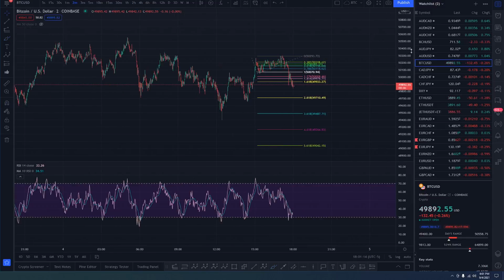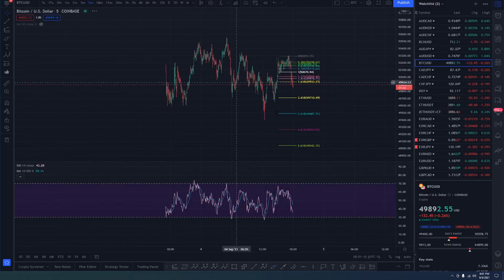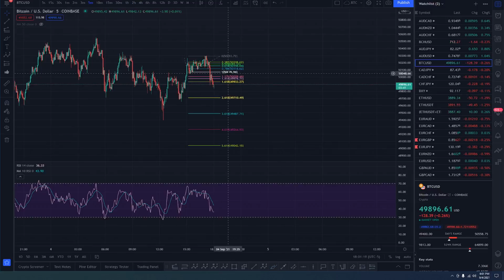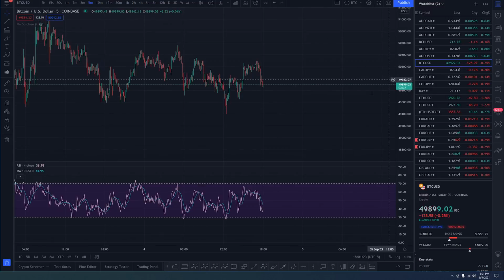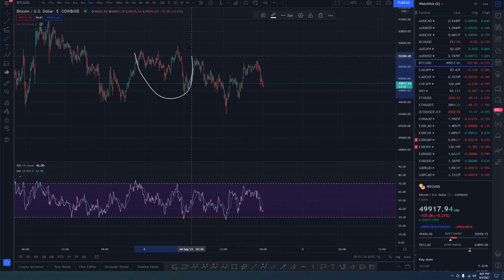My final bias is that count right there. I'm looking for this right here. I'm going to trade it. I got to be careful though. But what I want to see right now is this structure right here recreated again.